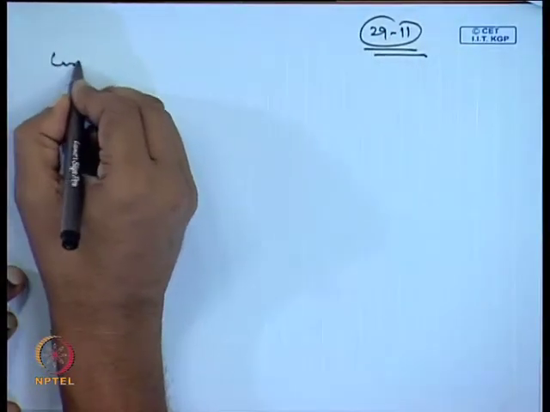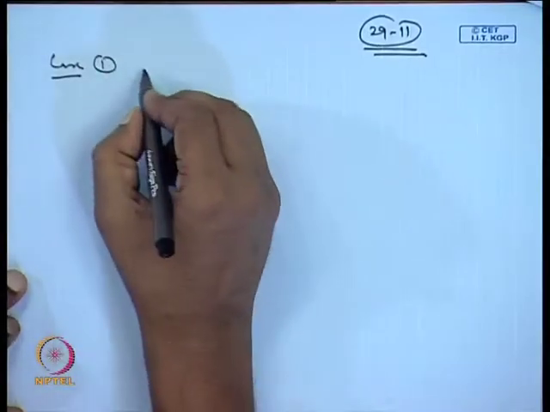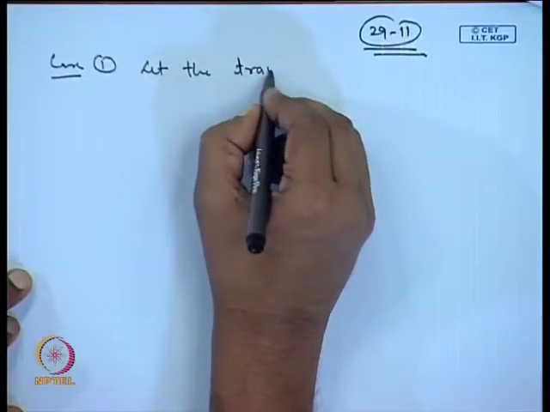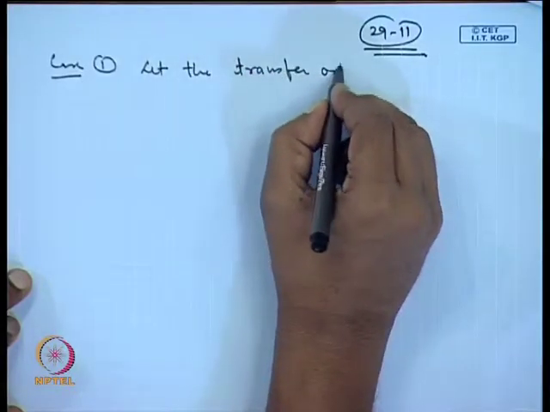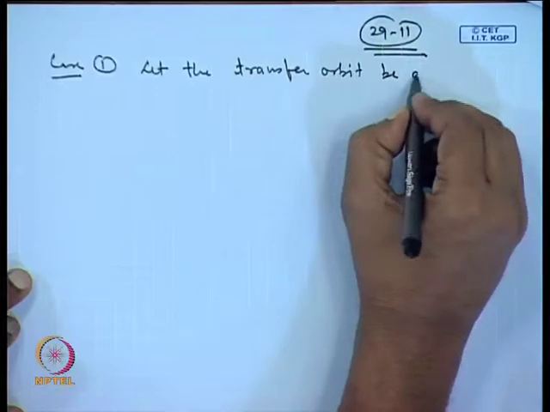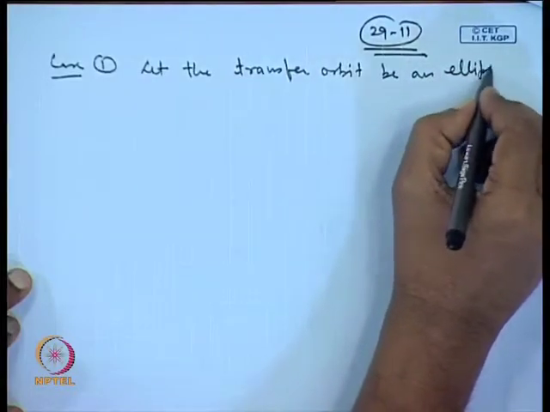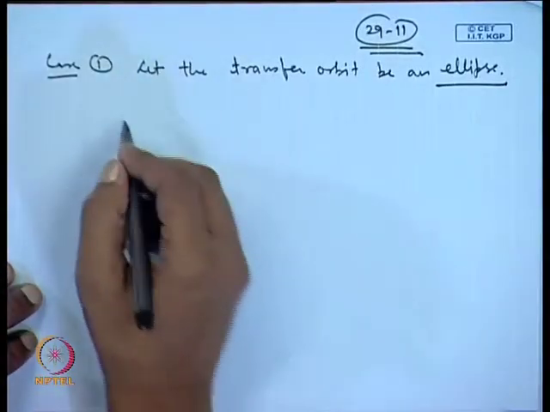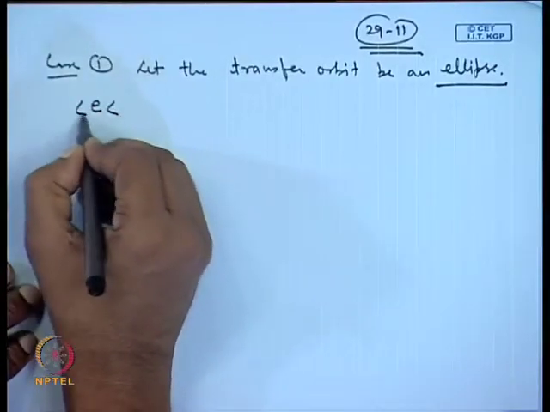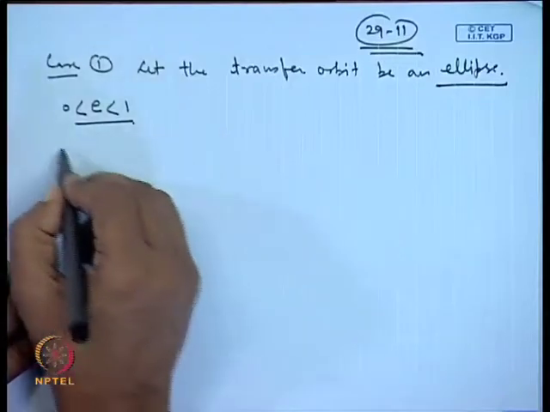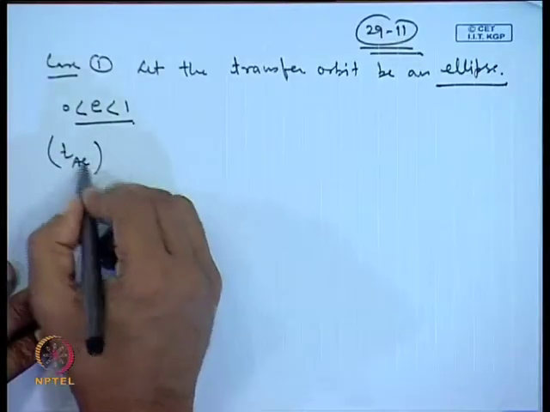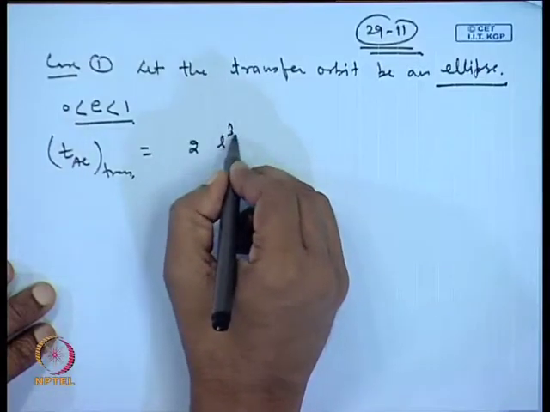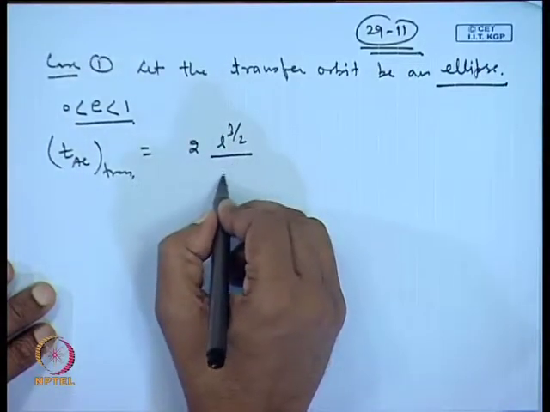Okay. So, case 1, let the transfer orbit be an ellipse. So, if the transfer orbit is an ellipse, in that case e will be lying between 0 and 1, okay. And therefore, T a c transfer can be written as 2 times L to the power 3 by 2, this already we have developed.